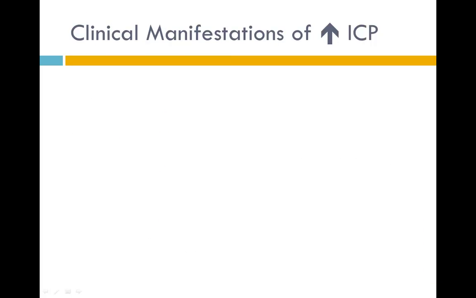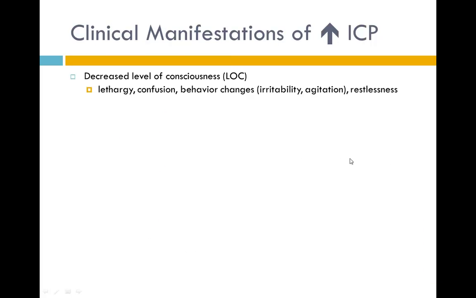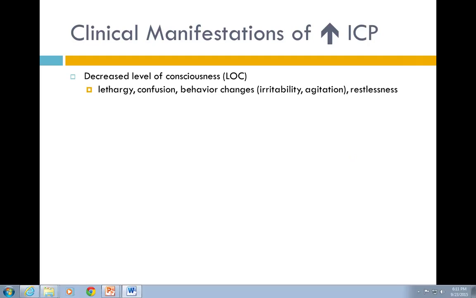So now let's talk about the manifestations of increased intracranial pressure. Regardless of the cause of increased intracranial pressure, it manifests signs and symptoms based on the location of where that actual injury in the brain is and the actual extent of the tissue that's involved in it.